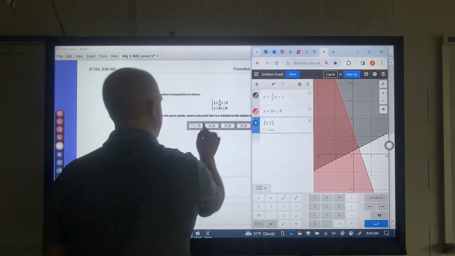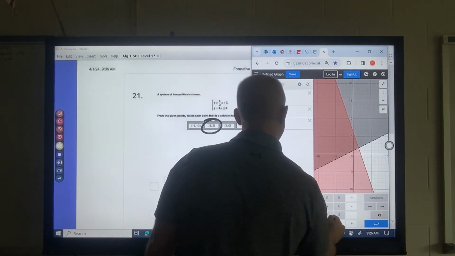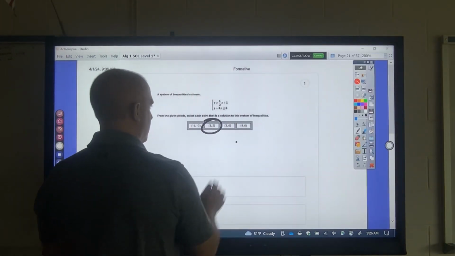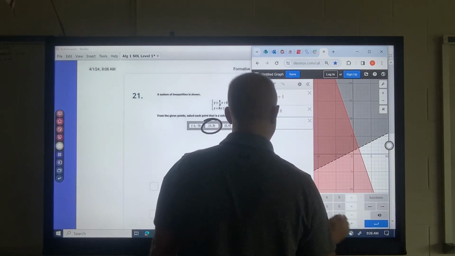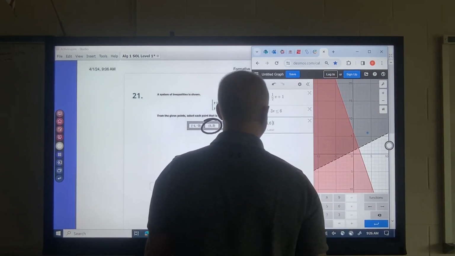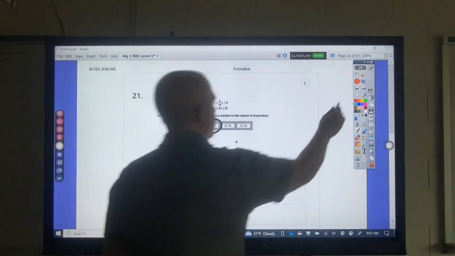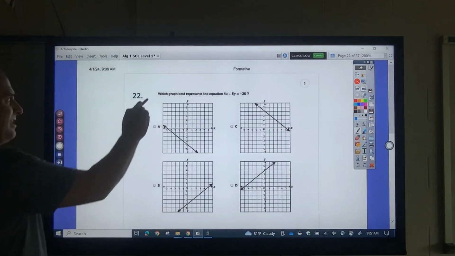Now this one it did. Okay. And then I do 2, 0. Okay, that one it did not. Then 4, 6. Okay, it also did not. So the only one there was 1, 2. Okay. All right, next one, graph match.